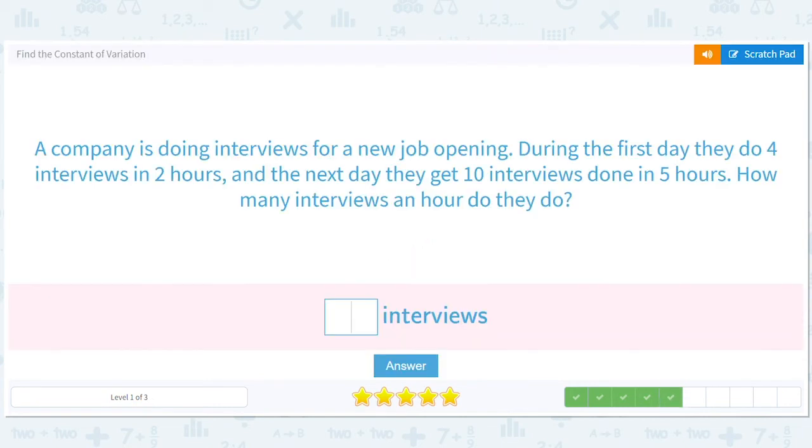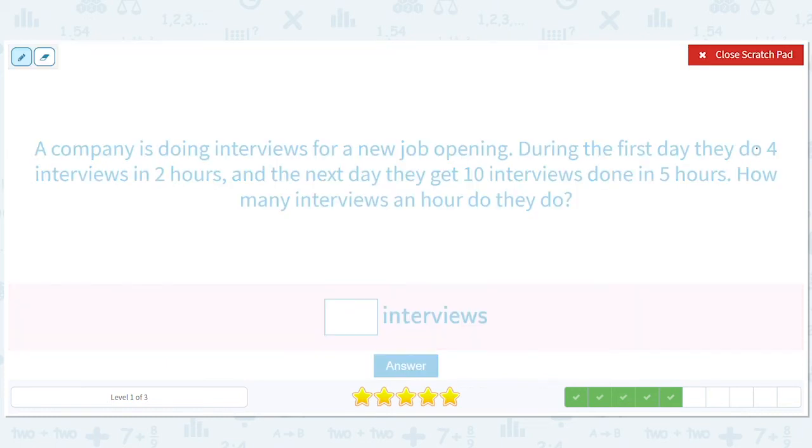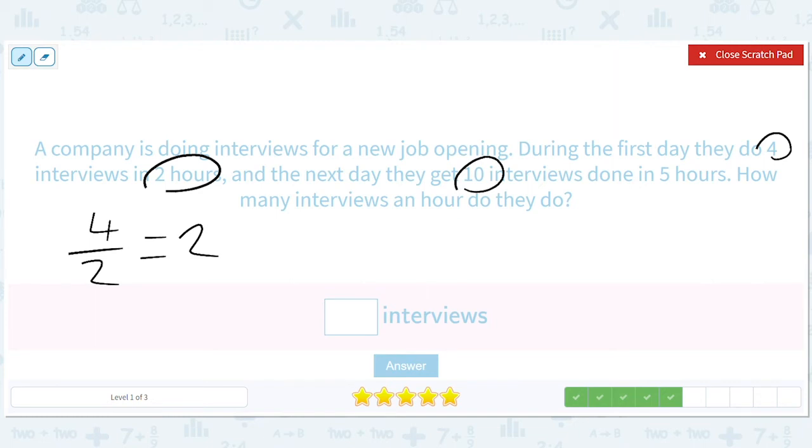A company is doing interviews for a new job opening. During the first day, they do 4 interviews in 2 hours. So we already know we're going to take 4 divided by 2. This gives us 2. And the next day, they do 10 interviews in 5 hours. So that's going to be 10 divided by 5 equals 2. How many interviews an hour do they do? 2 interviews per hour.